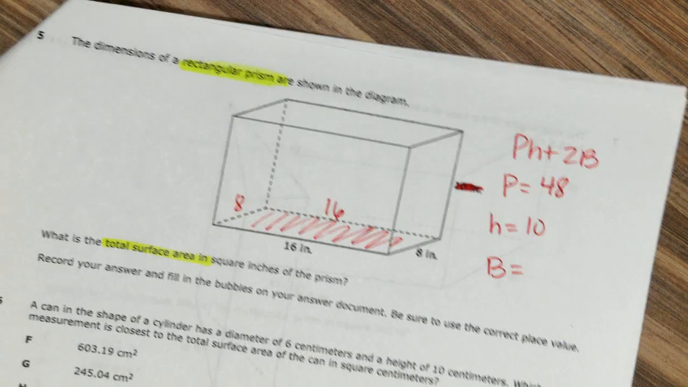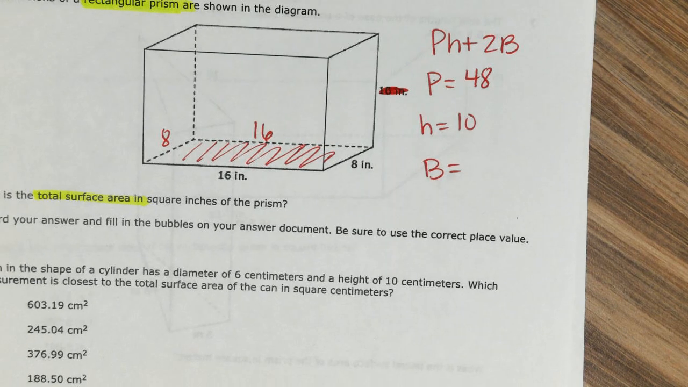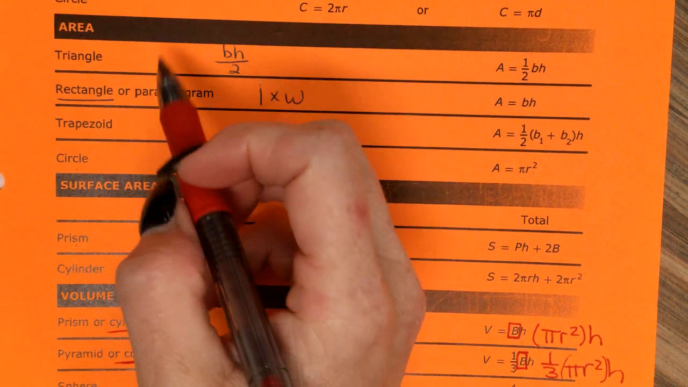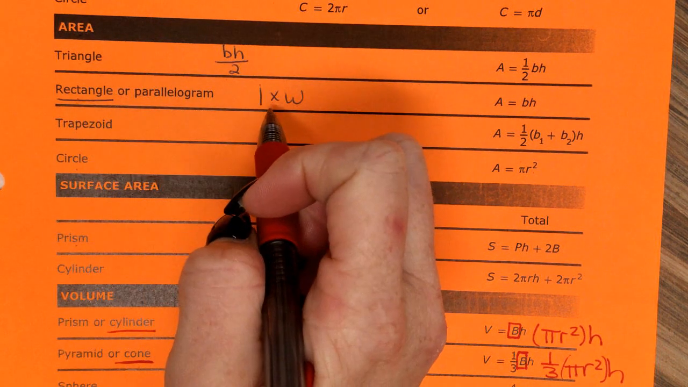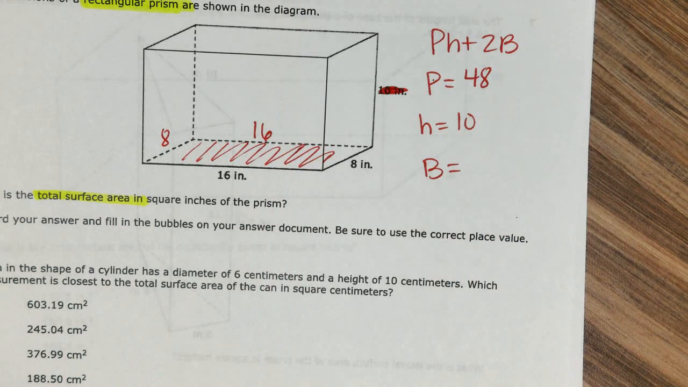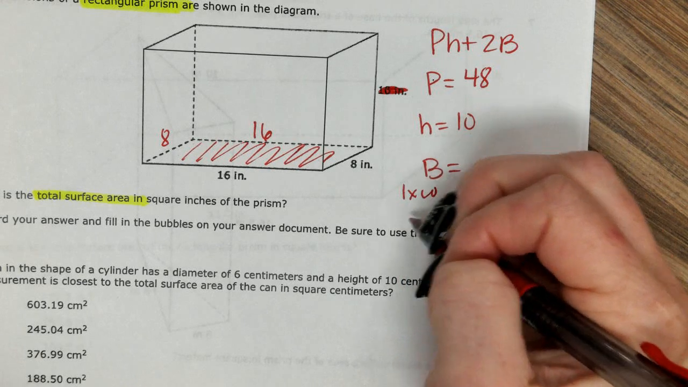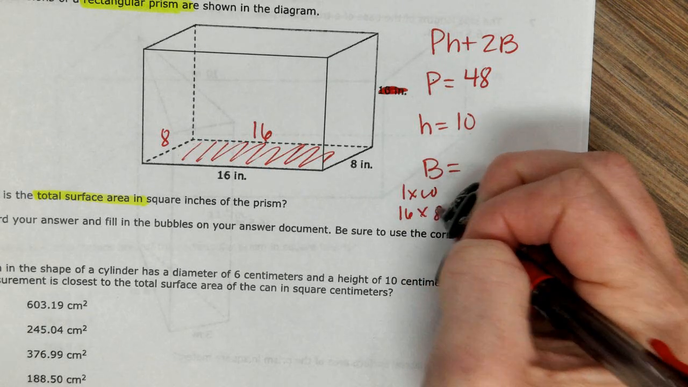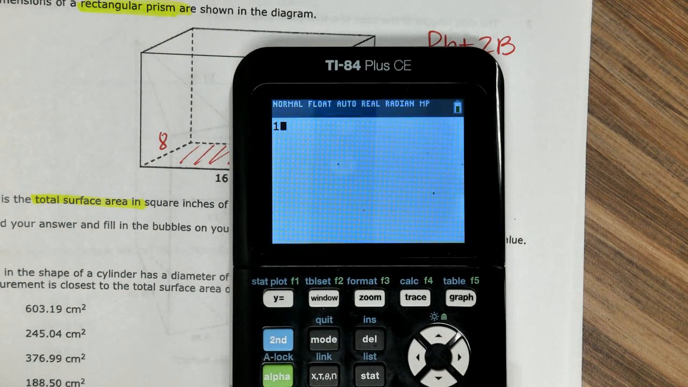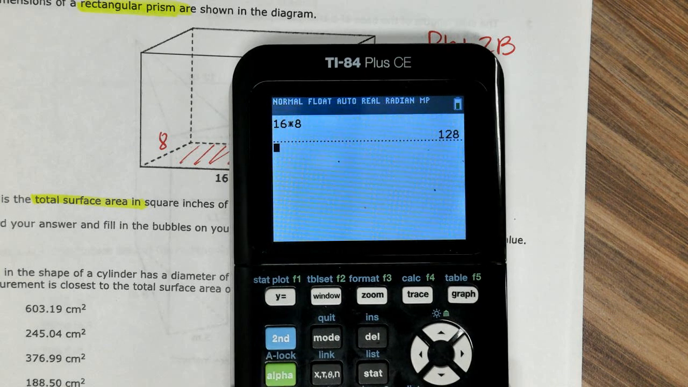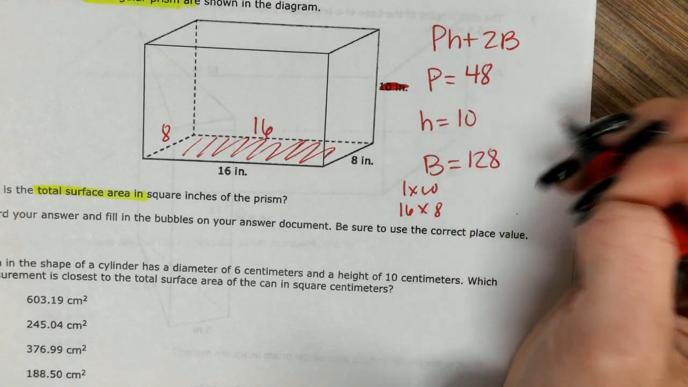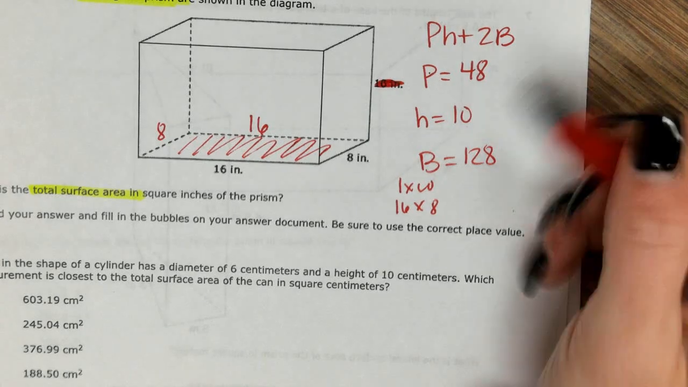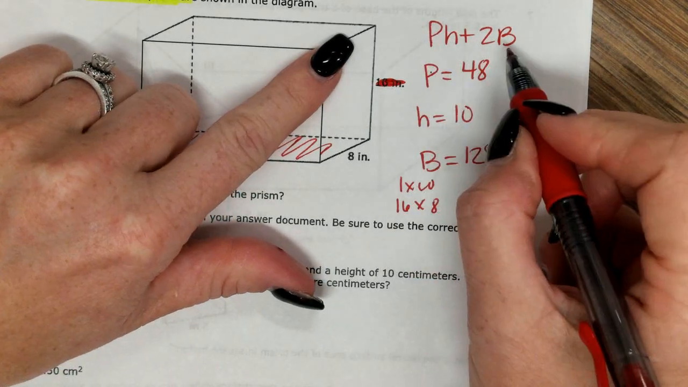Remember that big B means area of the base. So you go to your area part of your star chart and find the base is a rectangle, so length times width, which is 16 times 8, which is 128. And now that I have all of those pieces, I simply plug them in to this formula.